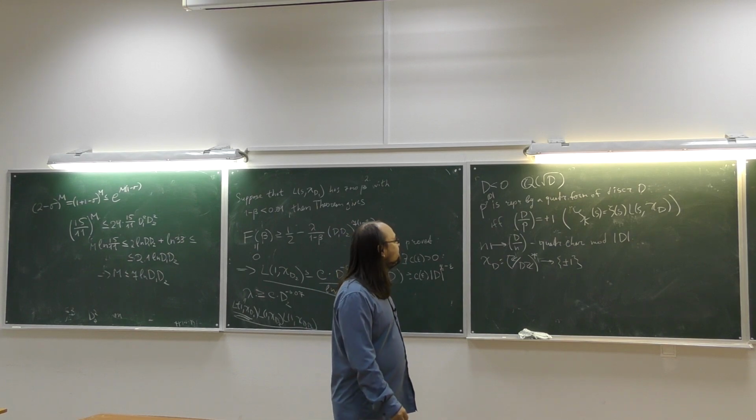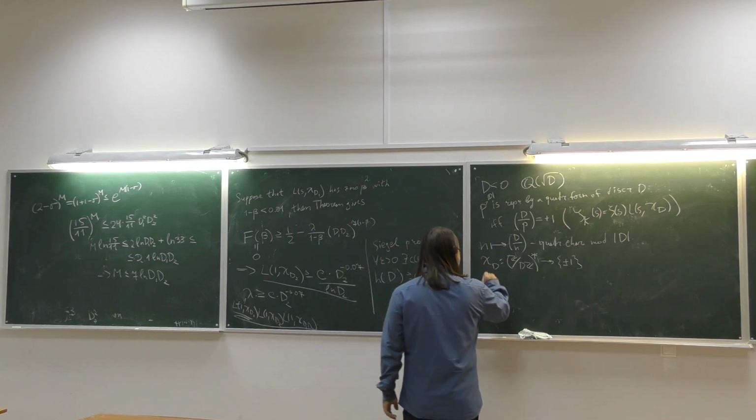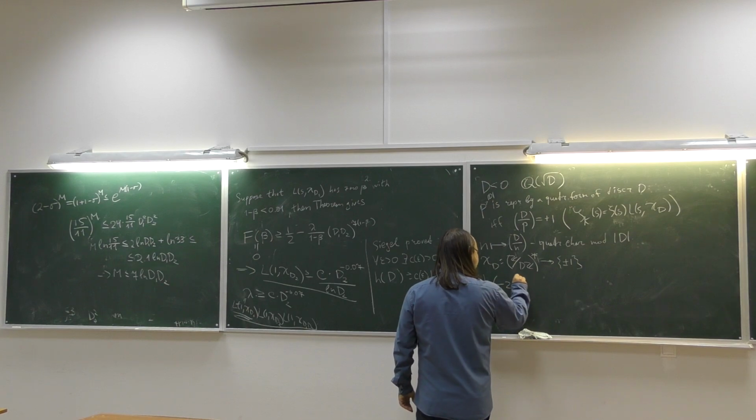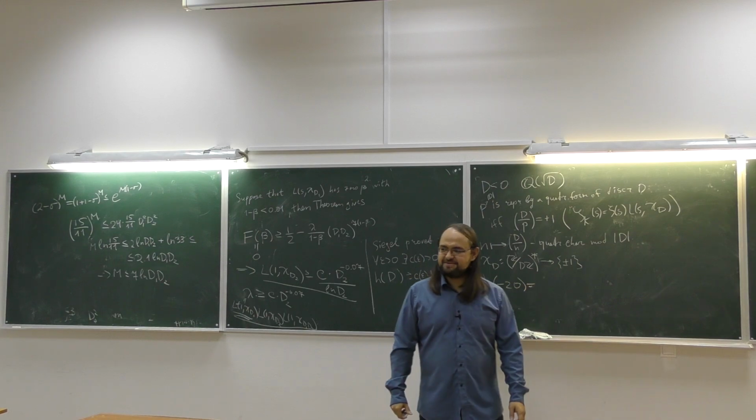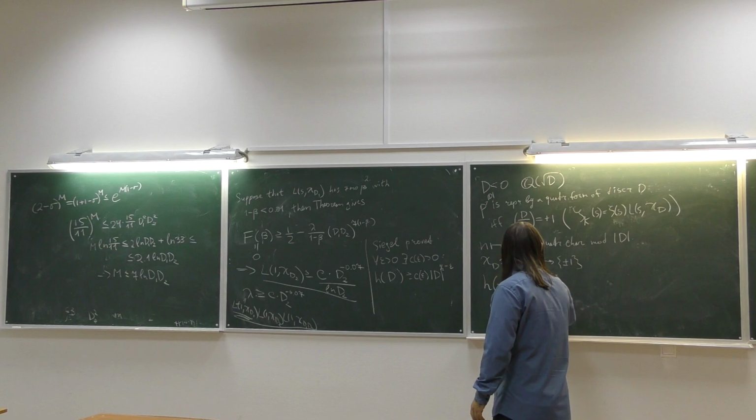Let's take, for example, discriminant to be equal to minus 20. What is the class number of minus 20? Maybe someone will tell me very fast. So first of all, it is equal to 2.